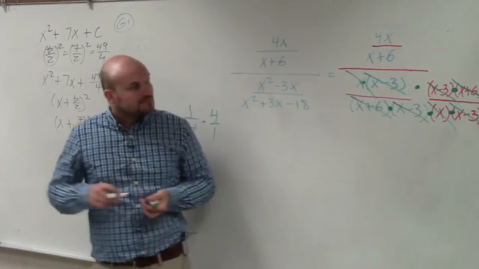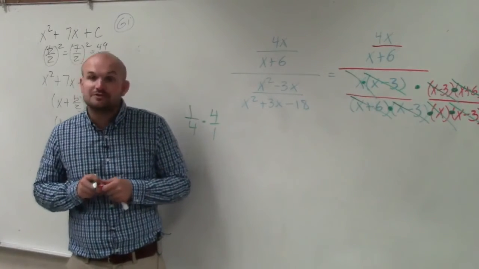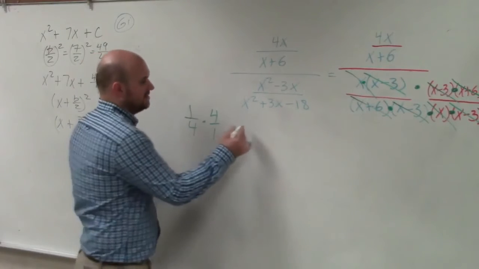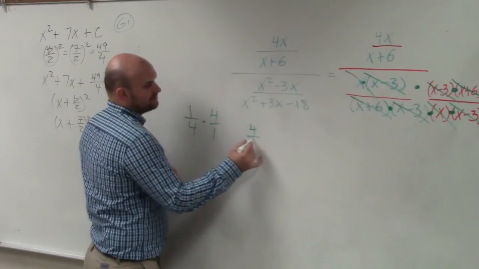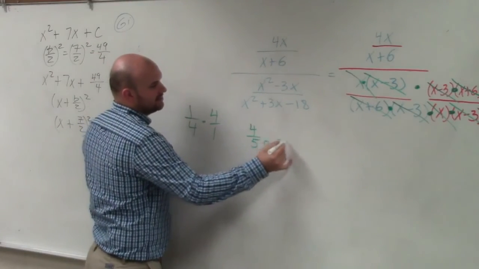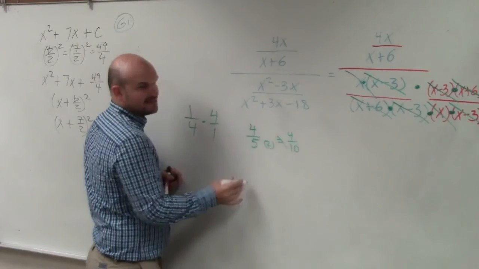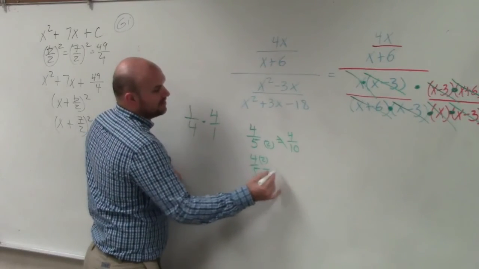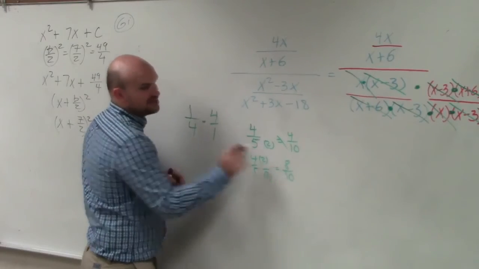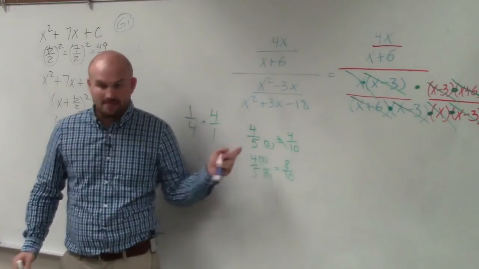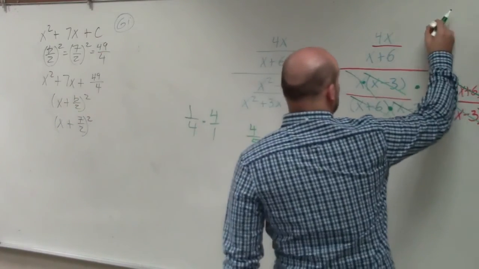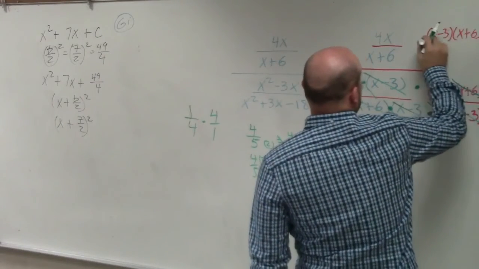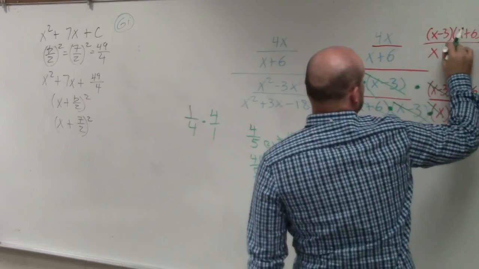However, whatever you do in the denominator, ladies and gentlemen, you have to do in the numerator to produce equivalent fractions. You just can't take 4/5 and multiply the bottom by 2. That's 4/10. That's not the same. But if you did 4/5 and multiplied by 2/2, then you'd have 8/10, which is the same thing as 4/5. Do you see that? So I have to multiply by my reciprocal, x minus 3 times x plus 6 over x times x minus 3.